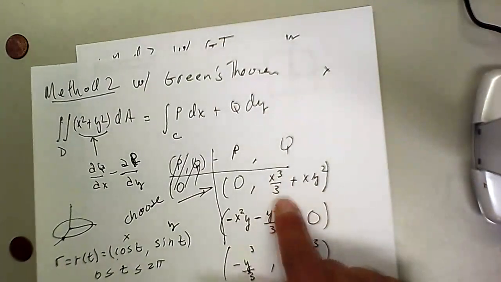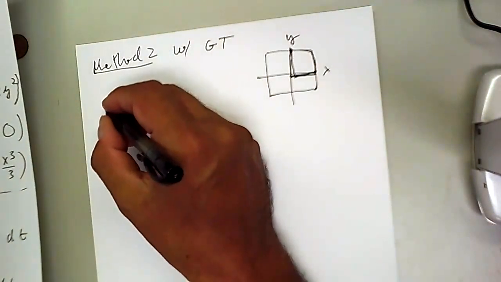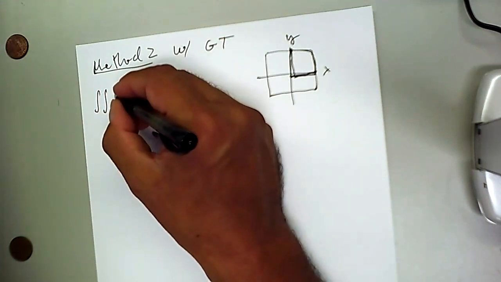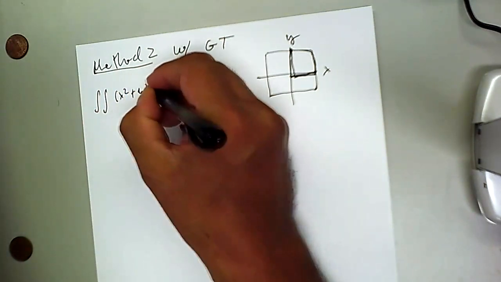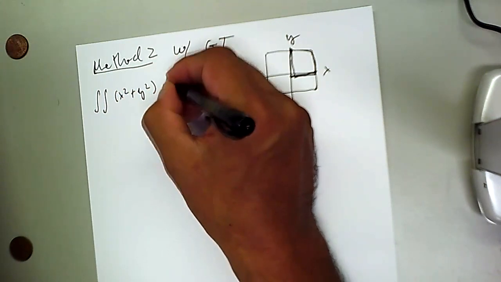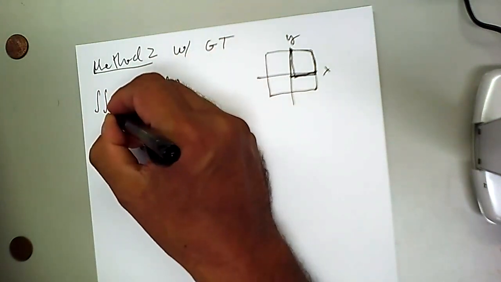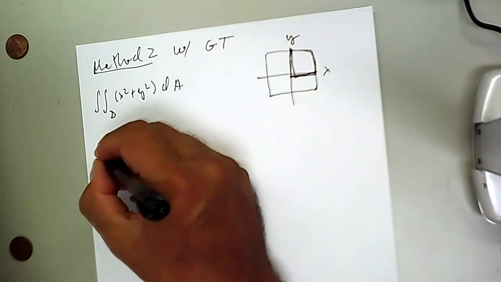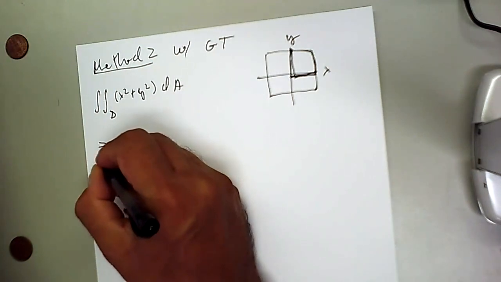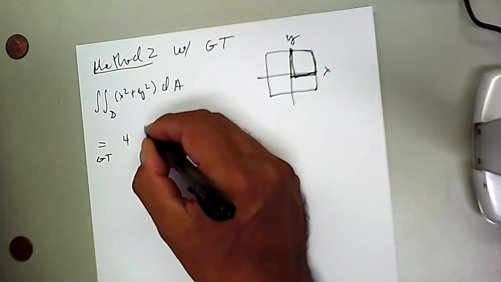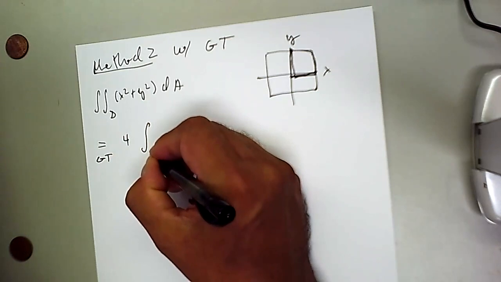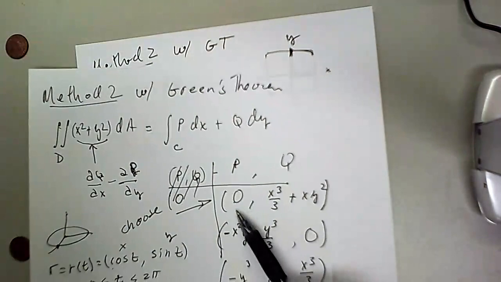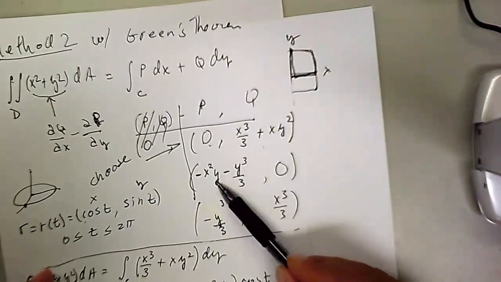Let me integrate this guy, x cubed. So first of all, the double integral of x squared plus y squared with respect to the area over D, and D is the entire thing, will be equal to 4 times, using Green's theorem, the line integral of, okay, so this is 0, and we may use any of those 3.